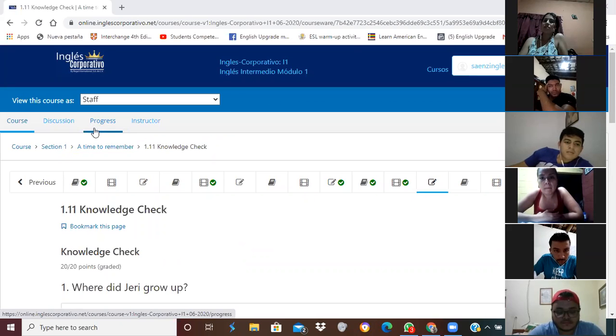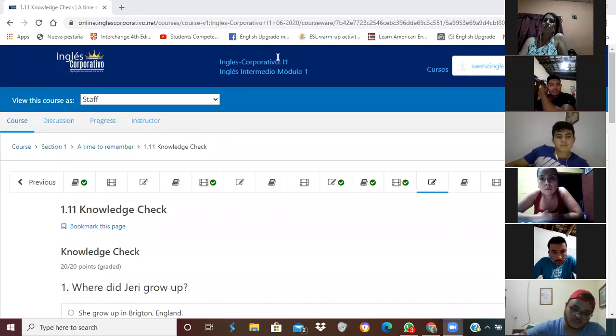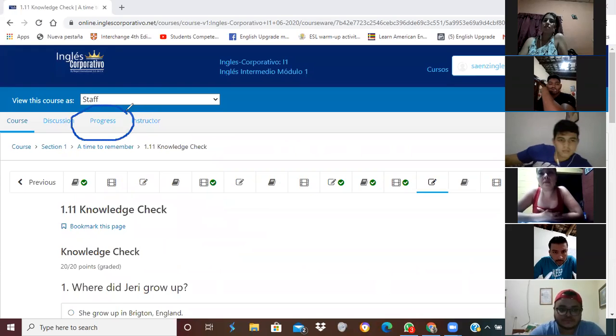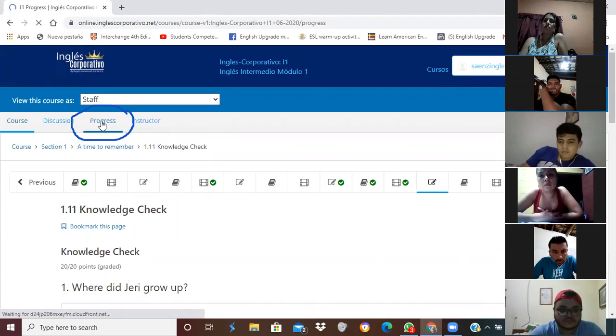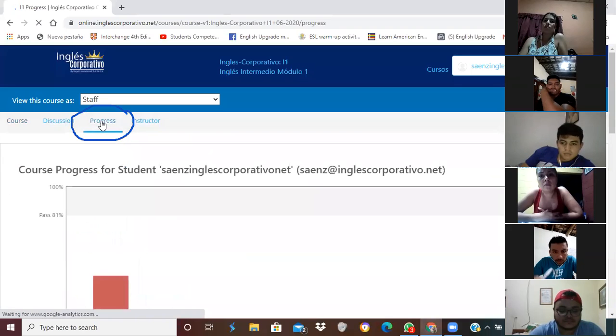¿Pueden ver? Progress. Everybody has this function. Todos tienen esta función. You're going to go where it says progress, and you are going to click progress. Yo los puedo monitorear también, así que yo estoy viendo quién está trabajando y quién no.